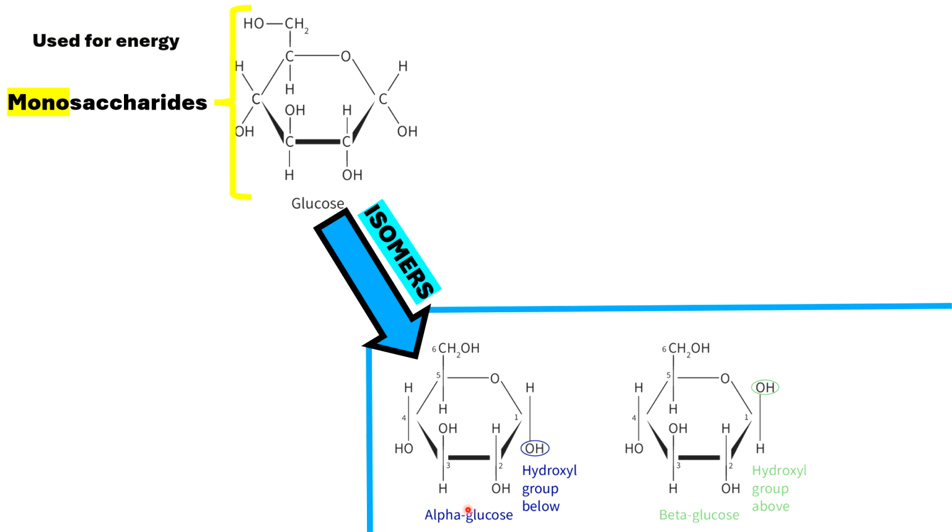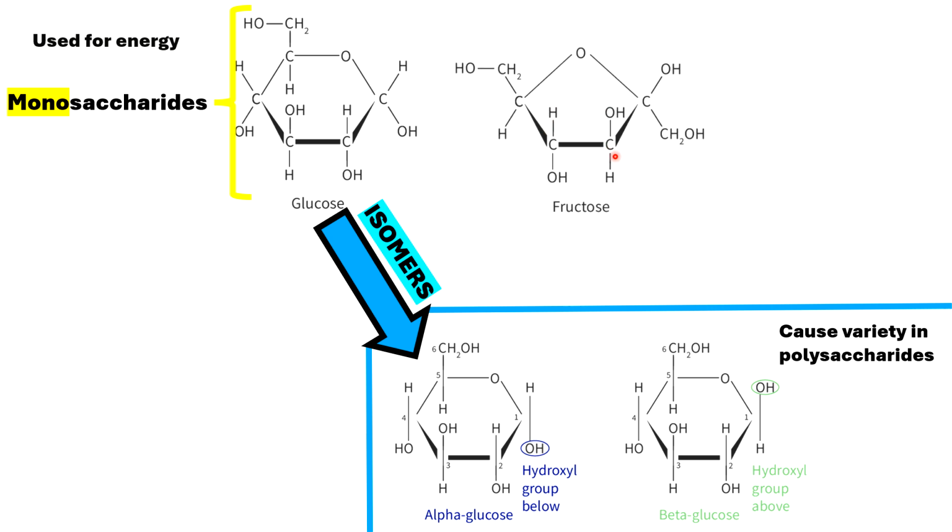Now, in alpha glucose, this hydroxyl group is at the bottom, connected to the carbon 1, but it's at the bottom. In beta glucoses, this hydroxyl is above. Okay, this is very important to note this down. Now, these two different types of glucoses, these isomers of glucose, cause variety in polysaccharides.